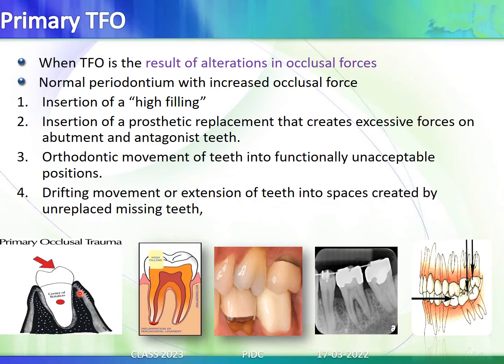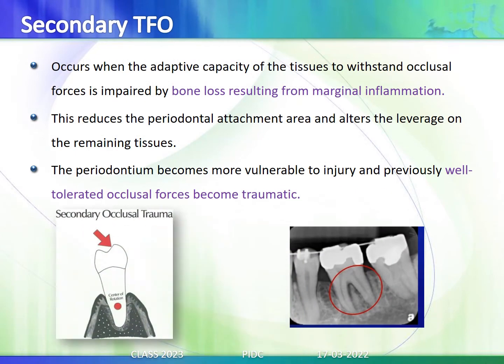So what is this change which could occur? When could there be an increased occlusal force? As I told earlier, it could be because of an insertion of a high filling, or it could be an insertion of a new prosthetic replacement that has created excessive force on the abutment as well as the antagonistic teeth, or orthodontic movement into functionally unacceptable positions, or drifting movement or extension of the teeth into spaces created by unreplaced missing teeth could result in primary trauma from occlusion. Now, secondary trauma from occlusion.